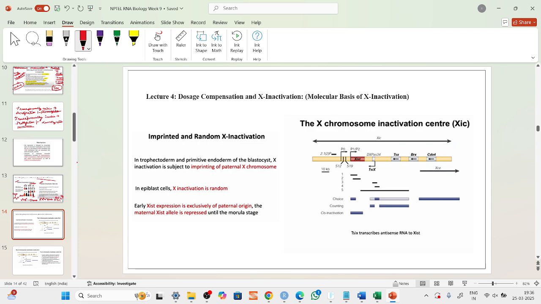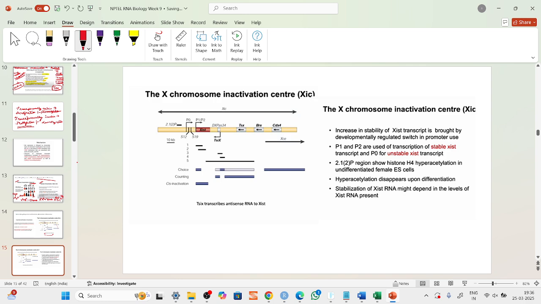In epiblast cells, X chromosome inactivation is random, and you can see how Tsix is basically a regulator of Xist. How Tsix regulates Xist is all given over here. This describes how inactivation takes place. Just go through it for 2 minutes.